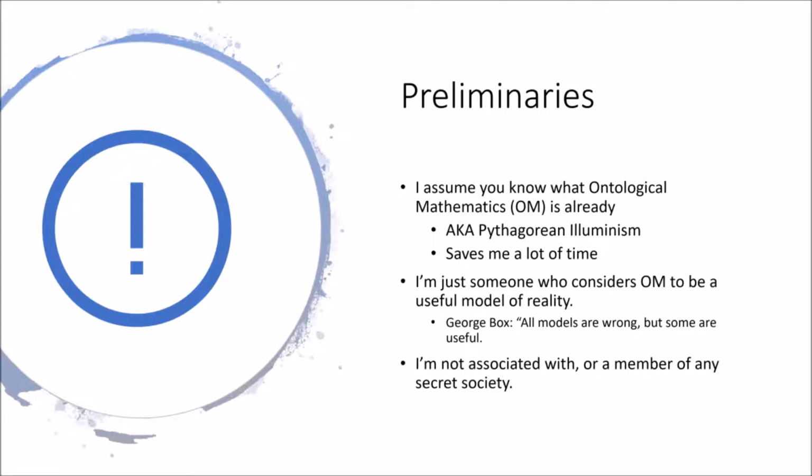And it saves me a lot of time, because I did a few trial runs before, and you want to put in a couple slides about what is ontological mathematics, and it's just really hard to do in 5 minutes. But I am talking about the Pythagorean Illuminism. This would be the works from Mike Hockney, the God series, and the Truth series.